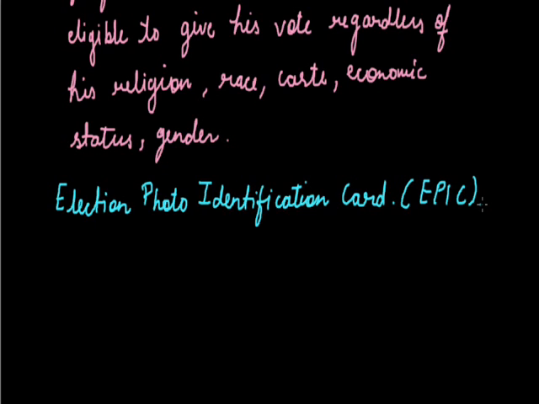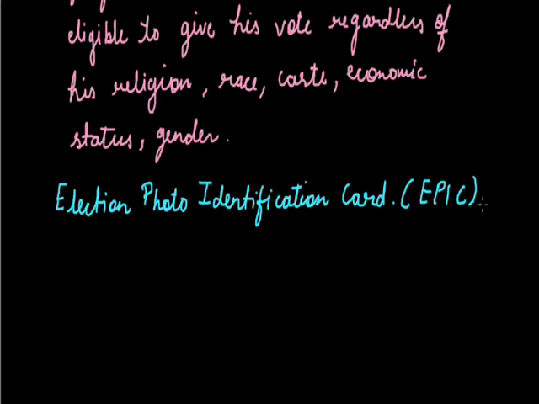It is just like the ID cards that you receive in your schools or in your coachings. It contains a picture of the candidate, his name, father's name, date of birth, and his complete address. By showing this election photo identification card, any person is eligible to cast his vote.